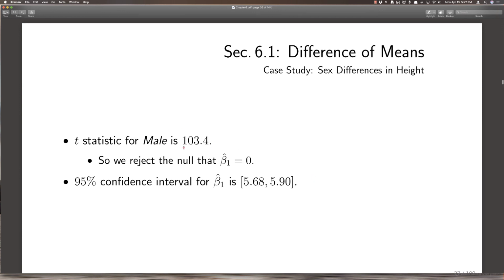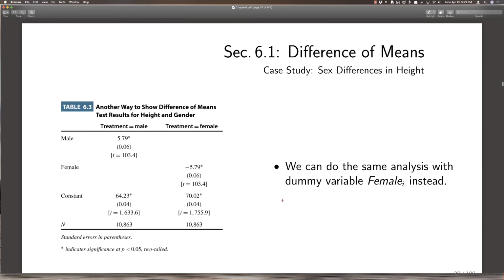So the t-statistic is 103.4, so we can reject the null big time. We can also calculate, just like we did before, a 95% confidence interval. If you go back to chapter 4, if you want to see the calculations on that. The 95% confidence interval for the difference between the two groups is from 5.68 to 5.90, given the variance in our sample, given the spread of our dependent variable.